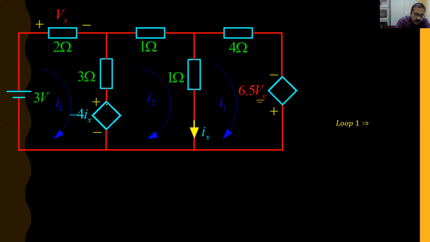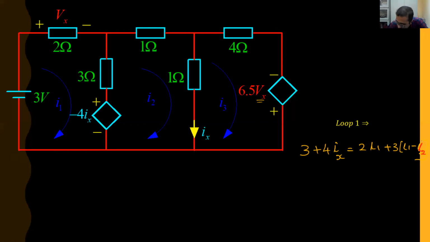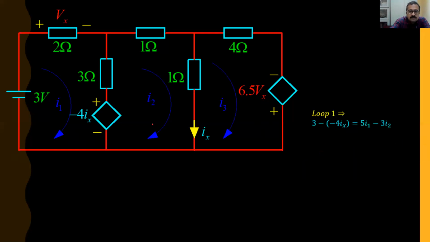Okay, so we have assumed 3 loop current directions. For the assumed clockwise current direction I1, minus 2 plus potential rise. So 3, then plus 2 minus potential drop. So 3 minus 4Ix. That means 3 plus 4Ix must be equal to what? 2 into I1 plus 3 into I1 minus I2. Right? Now coming to the second loop, what will you get?